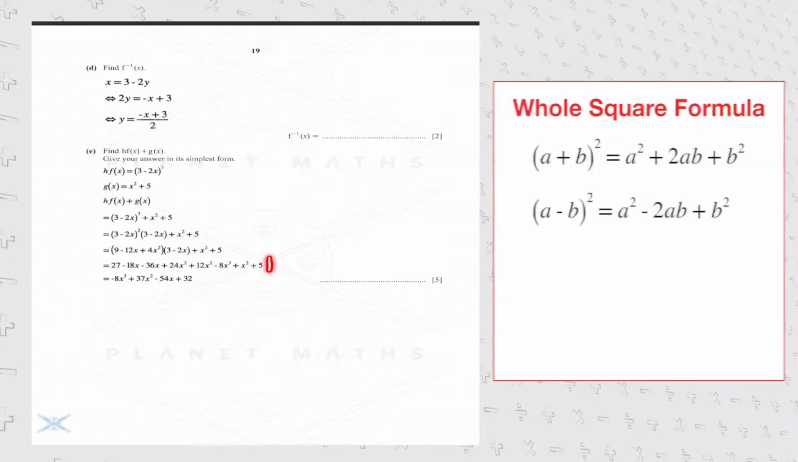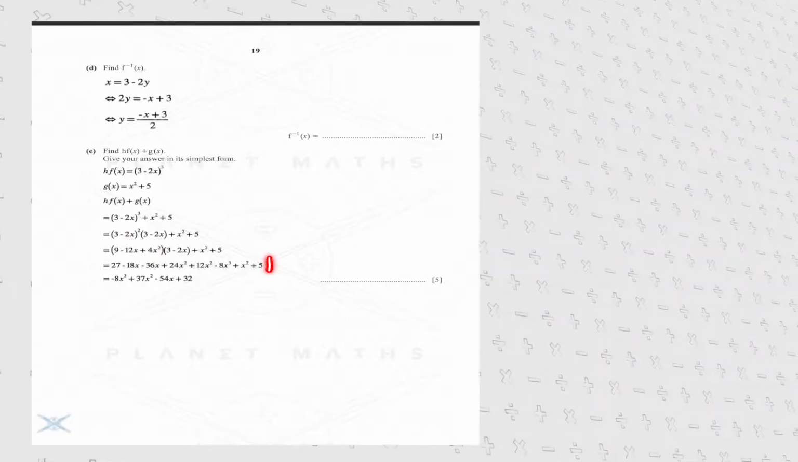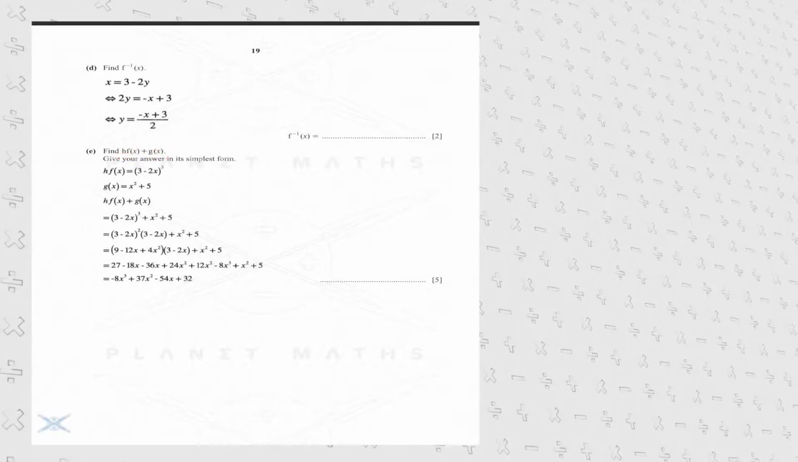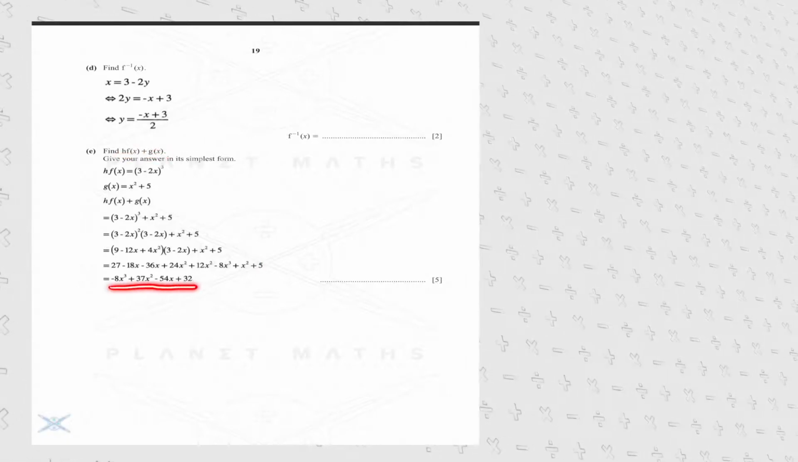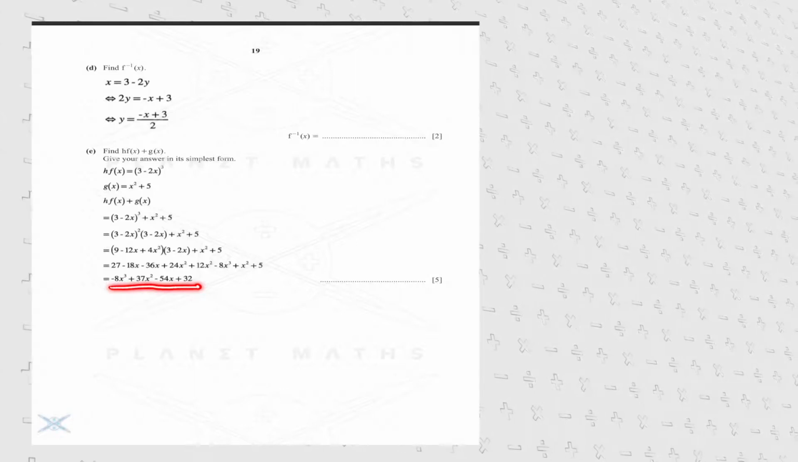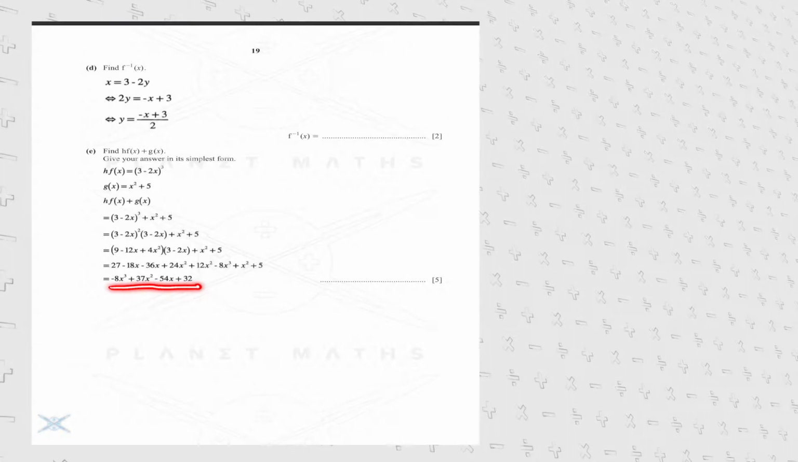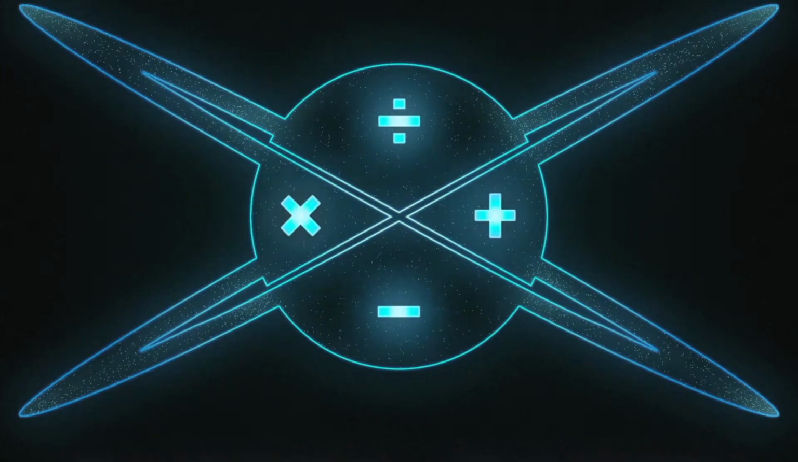In the final step, we simplify this expression as much as possible and can conclude that h of f of x plus g of x in its simplest form is represented by the expression negative 8x cubed plus 37x squared minus 54x plus 32.